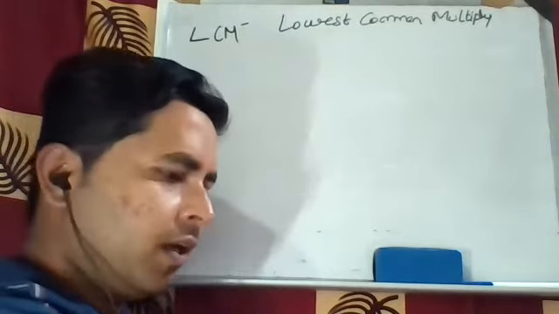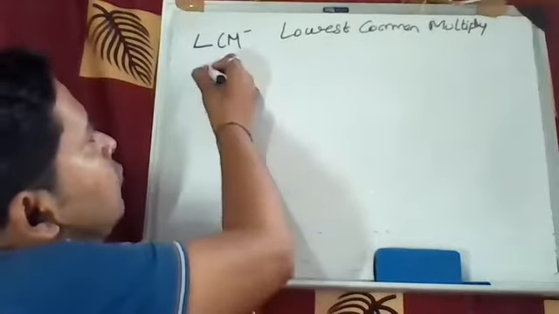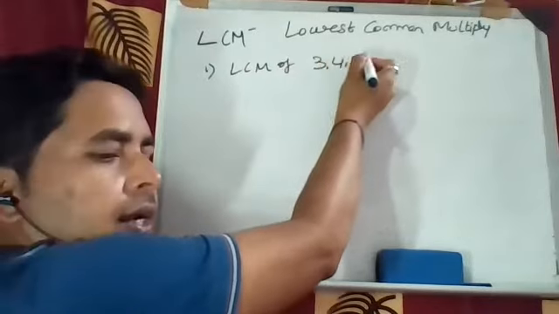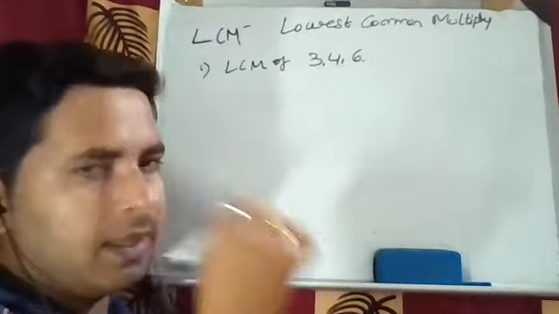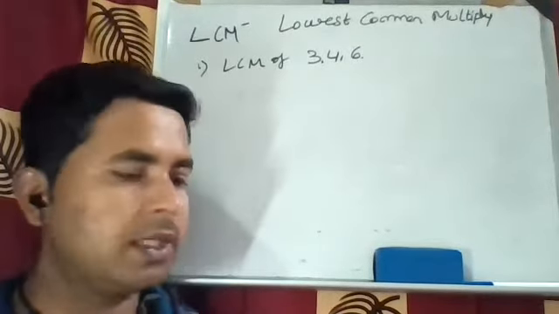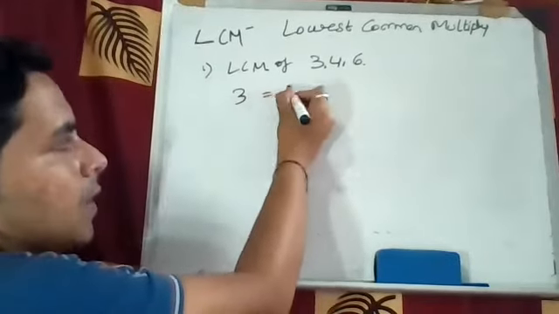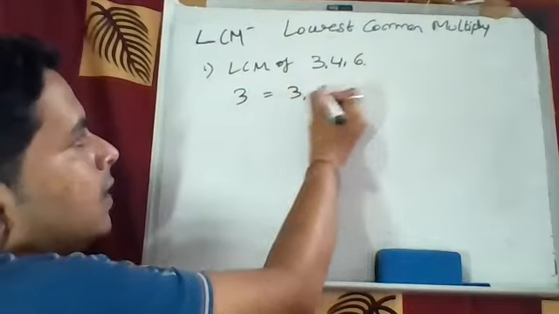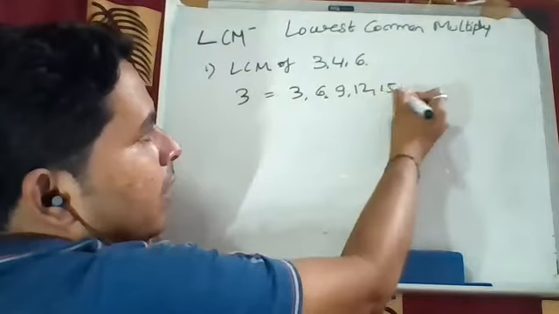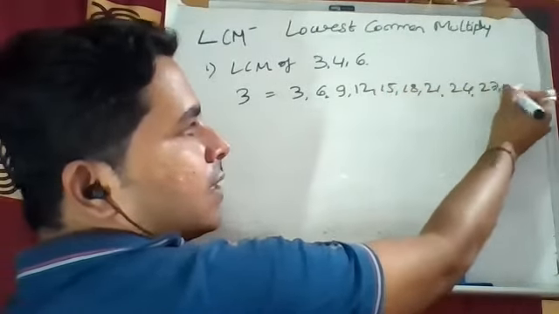Okay, look, now the normal method. If they ask what is the LCM of 3, 4 and 6, normally we call it the factorization method. How does it work? We have to write the table of 3. What is the table of 3? 3, 6, 9, 12, 15, 18, 21, 24, 27 and 30.